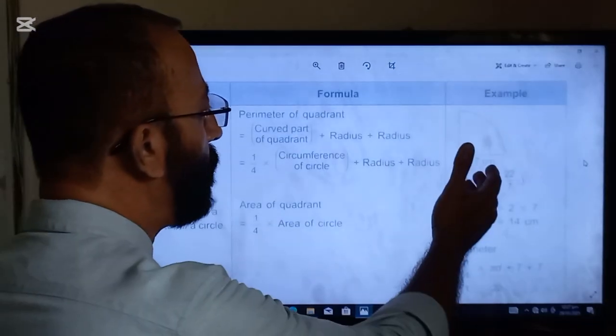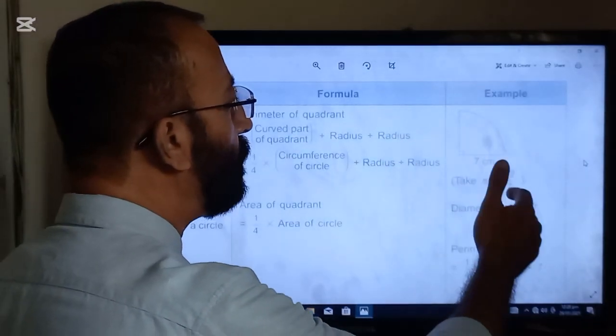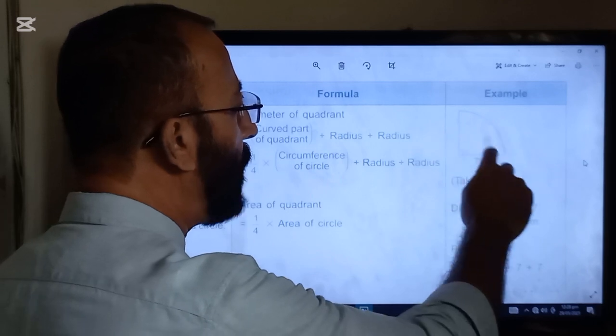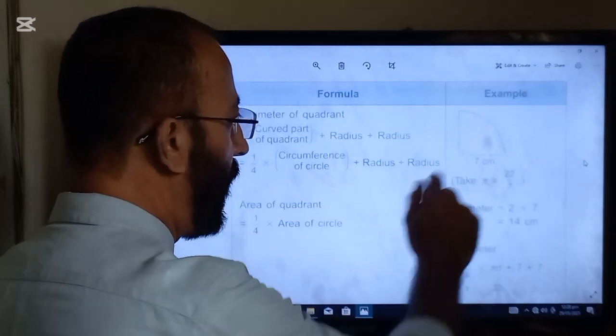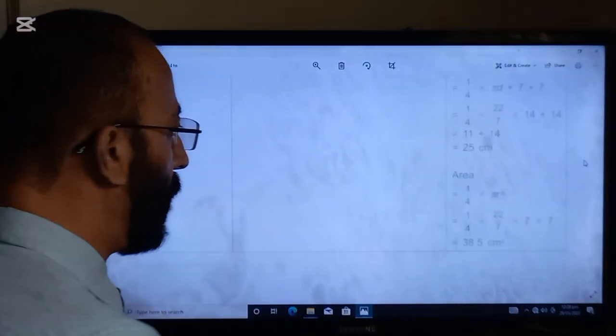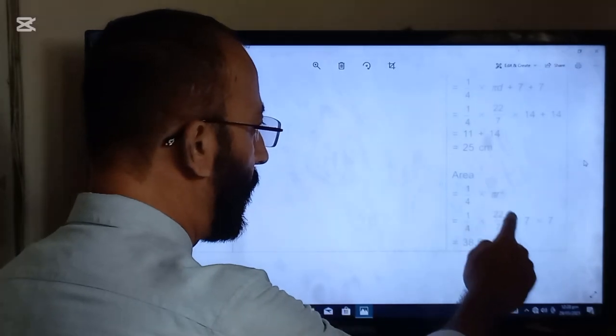Now the area of the quadrant, that is actually the fourth part of the full circle. So pi r square divided by 4, where r is 7.